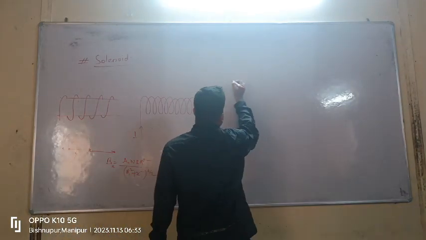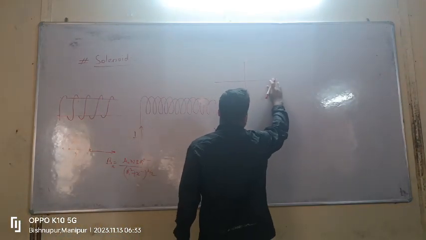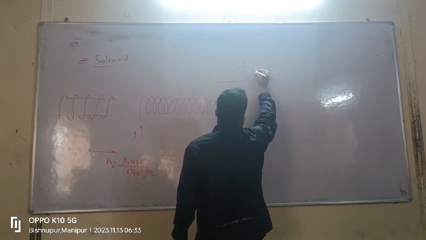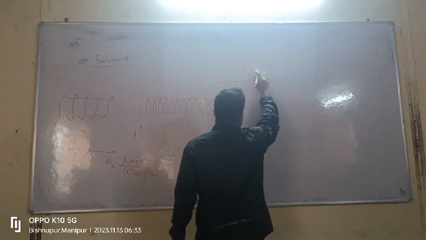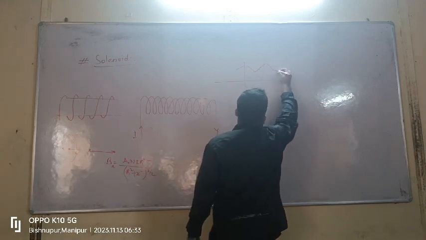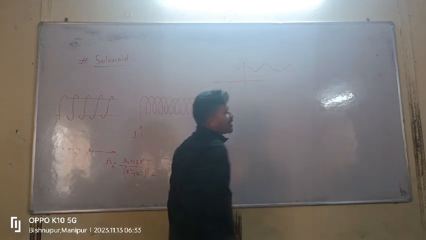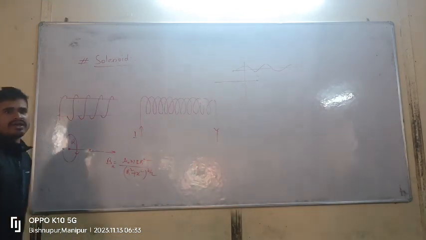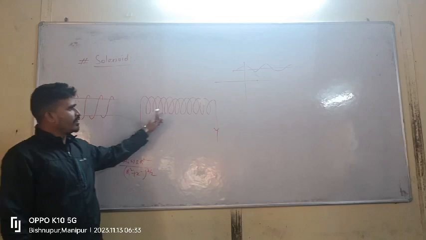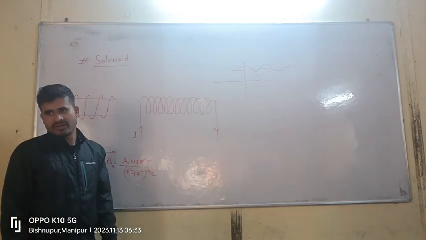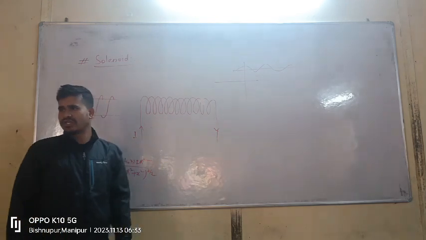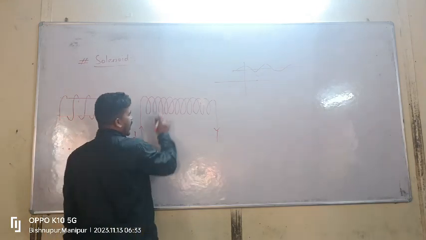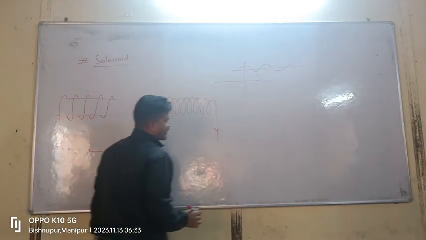What was the graph actually? If I draw B versus R, it was like this. The curve was changing, it was again up, it never comes down. It means it is going to be nearly straight. Clear? It will be uniform inside this. The magnetic field will be uniform inside the solenoid. What about outside? I will discuss everything.